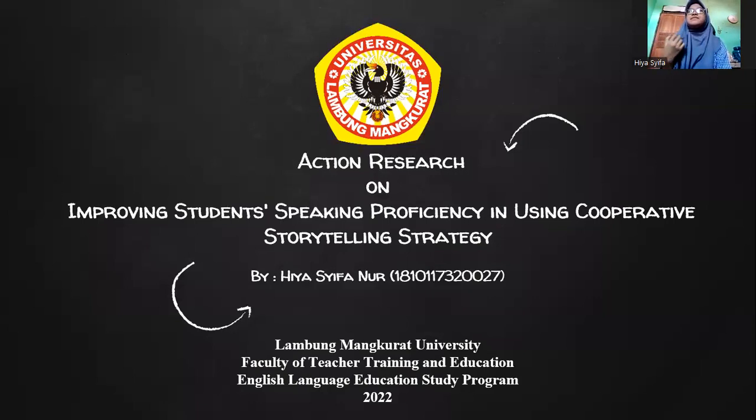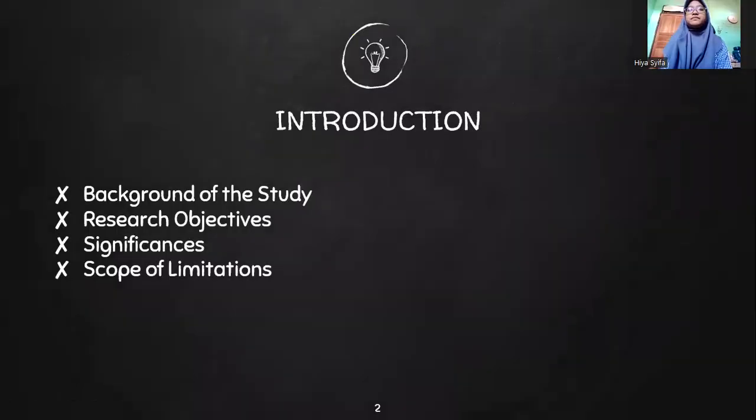Today I will present a proposal titled Improving Student Speaking Proficiency Using Cooperative Storytelling Strategy. For the starter, it is divided into four parts: background of the study, research objective, significance, and scope of limitation. So let's start.